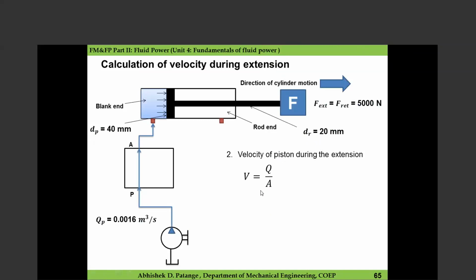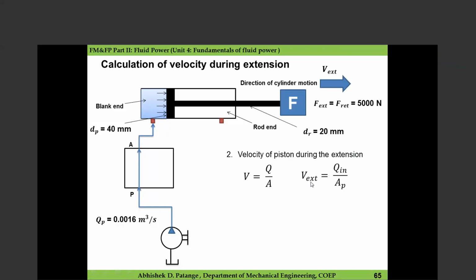As we know, the relationship between velocity, discharge and area is that discharge Q is equal to area times velocity. To calculate velocity, we will rearrange this term. So velocity is equal to discharge divided by area. Since we have to calculate this velocity for the extension stroke, the discharge coming from the pump will be considered and the area of piston will be considered, because the oil is being added in the blank end area, so the amount of oil being added here depends on the velocity.